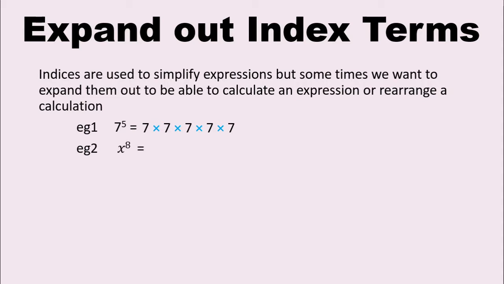Another example might be x to the power of 8. x to the power of 8 is not the same thing as 8x. This is 8 x's being multiplied together, not 8 x's being added together. This is x times x times x times x times x times x times x times x.